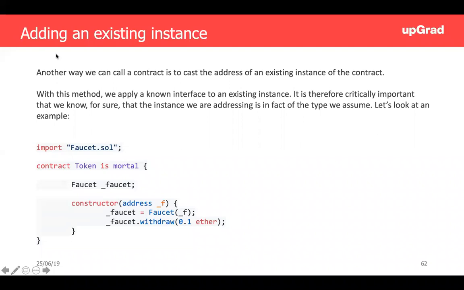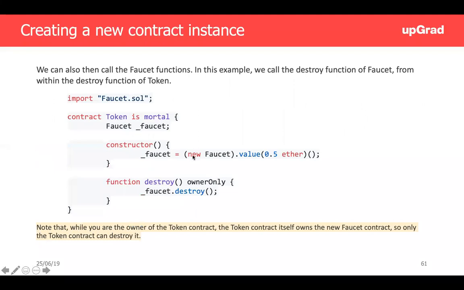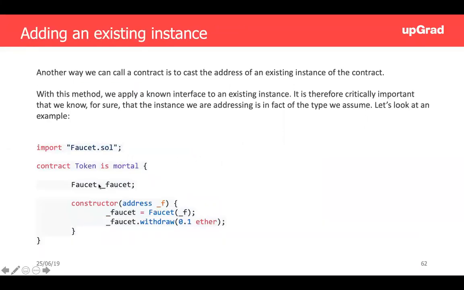So this is another way of accessing another smart contract. We've looked at a way of defining a new smart contract using the keyword new, which is what we have done here. One final way you can access a smart contract from another smart contract is by casting its address. So if you know the address of the contract that you want to use, and obviously every smart contract has an address.